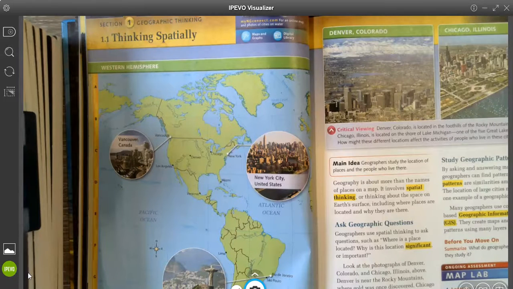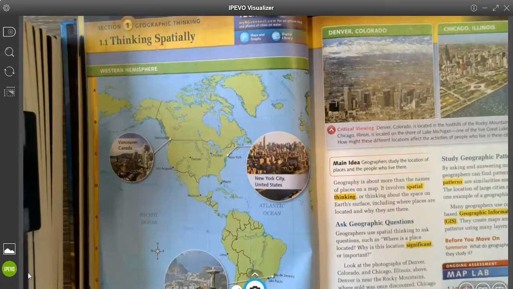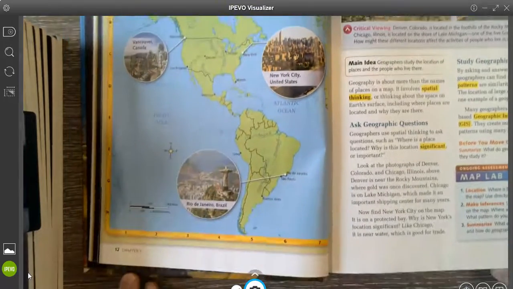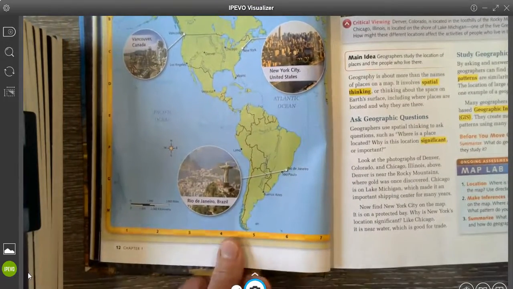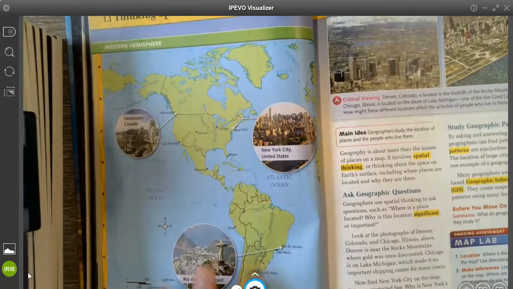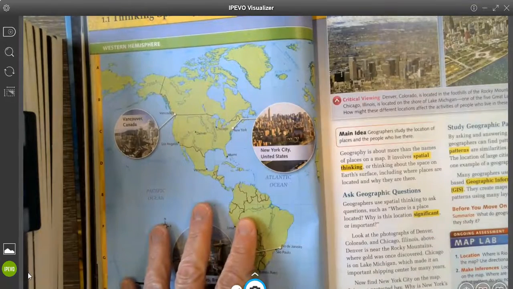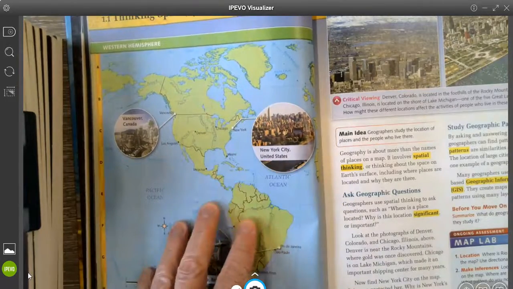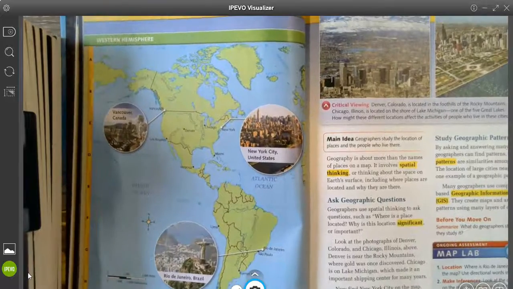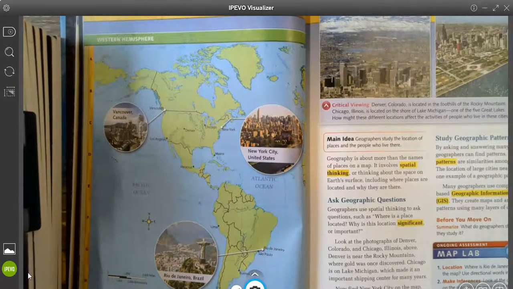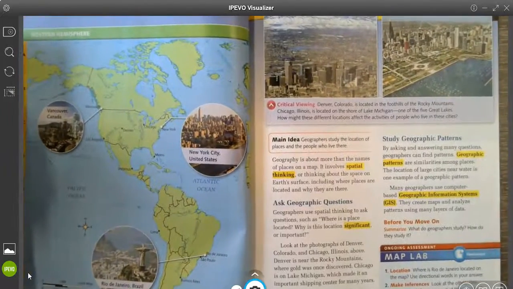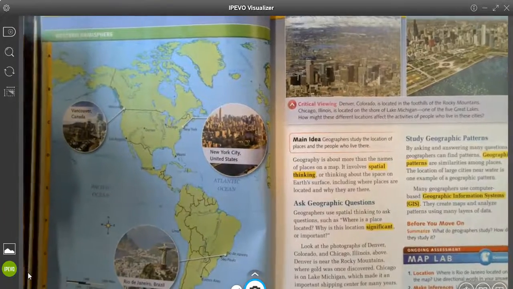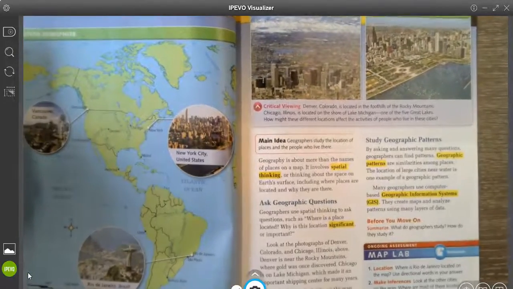So here's how I want to help you out a little bit with note-taking. Here's our first lesson, thinking spatially, and it's on page 12 and 13 in the textbook. In this case, you've got one page that's all map and picture, and then the other page is where you see the text. And so that's kind of what we're going to look at a little bit right now. We're just going to kind of focus on the text for right now.